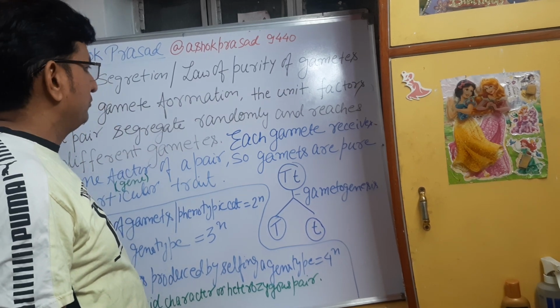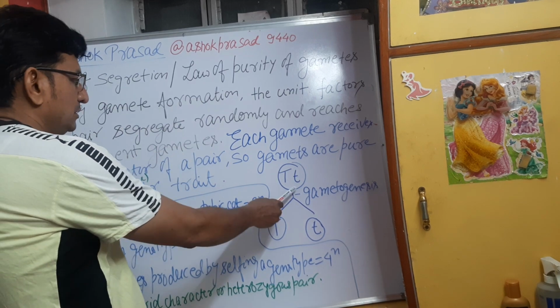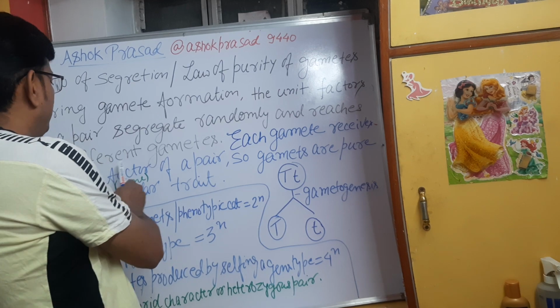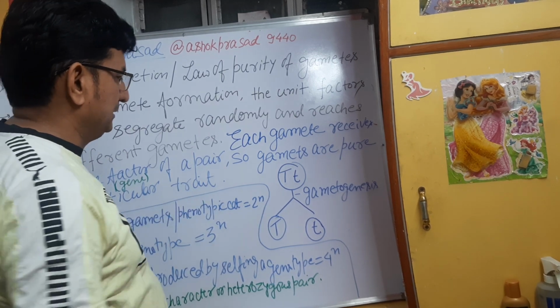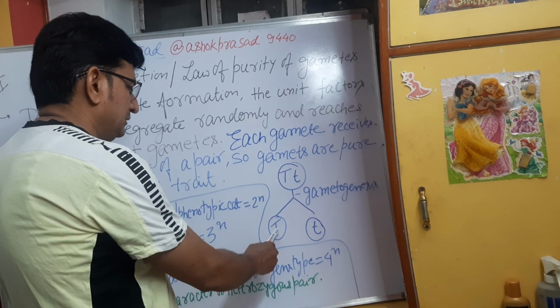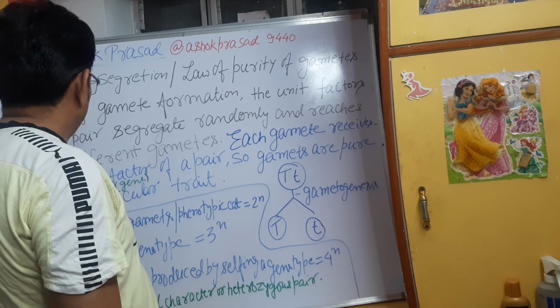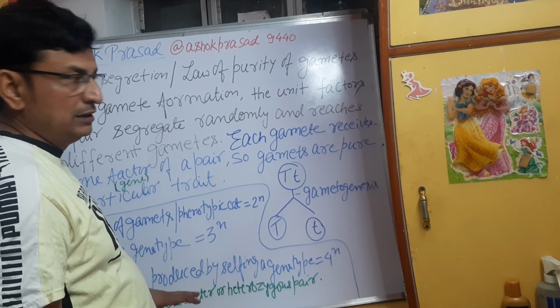What happens here in the law of segregation? What this says is that during gamete formation, the unit factors of a pair segregate randomly and reach different gametes. Like see here, they separate. It is capital T, this is small t. Now what happened here, each gamete receives only one factor of a pair.